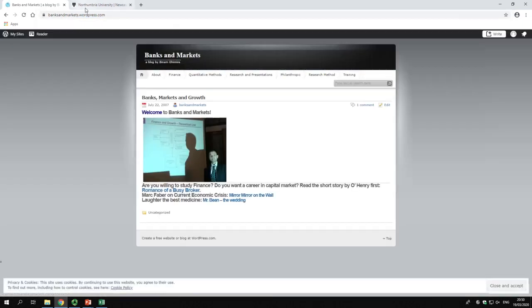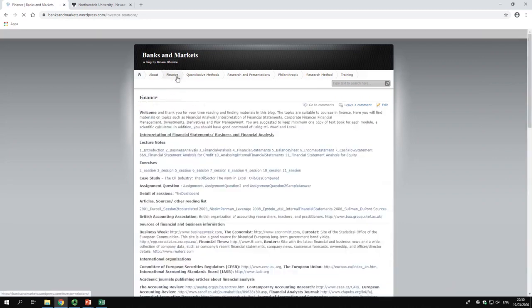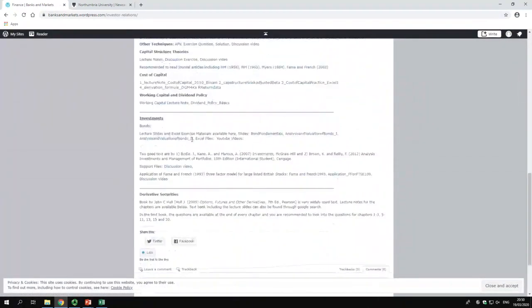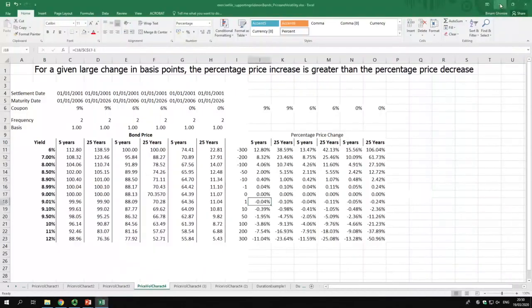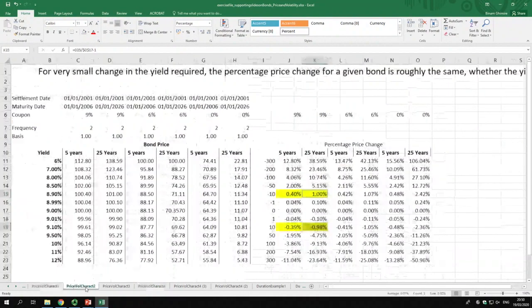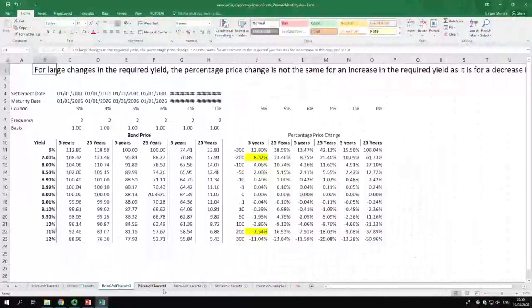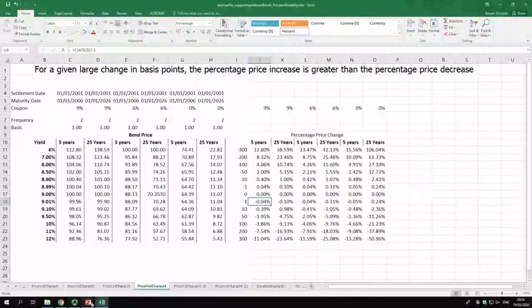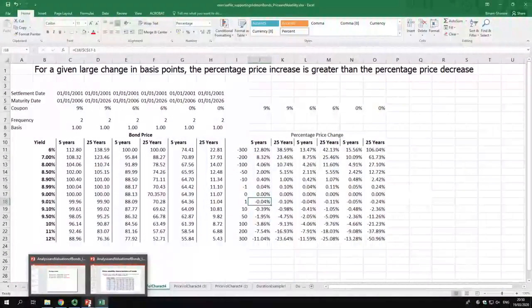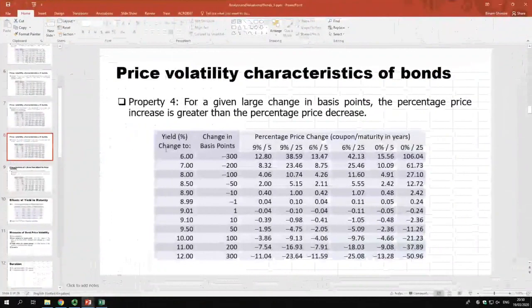www.banksandmarkets.wordpress.com. So if you go to my blog page and click finance, scroll down, you will see the section investment, and in this section I'm first talking about the bonds. In my previous videos I was talking about the properties of the bonds, and I finished talking property 1, property 2 and property 3. Now I'm on property 4, and this is also available in the slide, which is this.